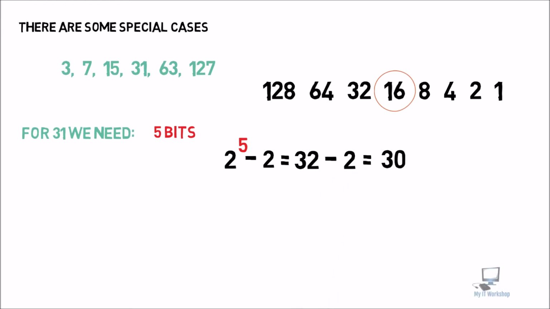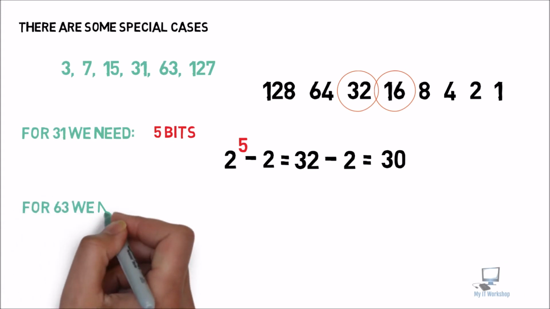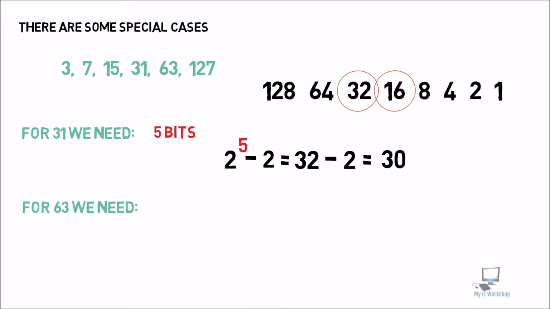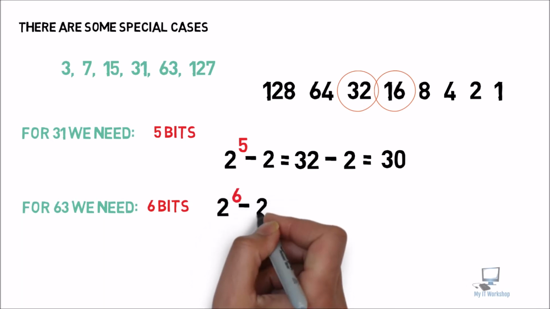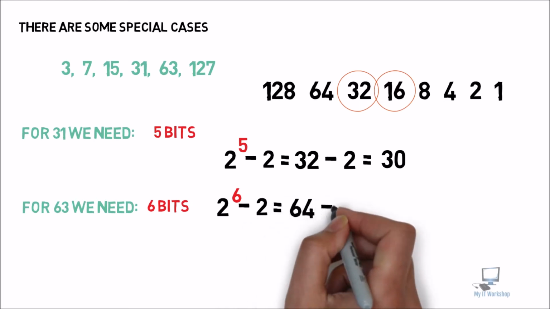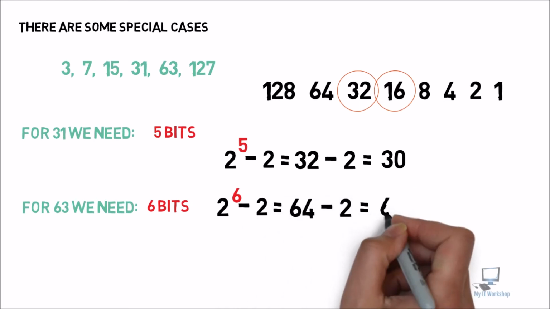Okay, let's do one more. I'm going to do 63. So how many bits do I need to create the number 63? 64 is going to be too much, so I'm going to go for 32. So to create the number 63 in binary, I'm going to need at least 6 bits. Now we are going to do the math again. So we have 2 to the power of 6 minus 2, which is equal to 64 minus 2, which is equal to 62. So again, we are one number short.